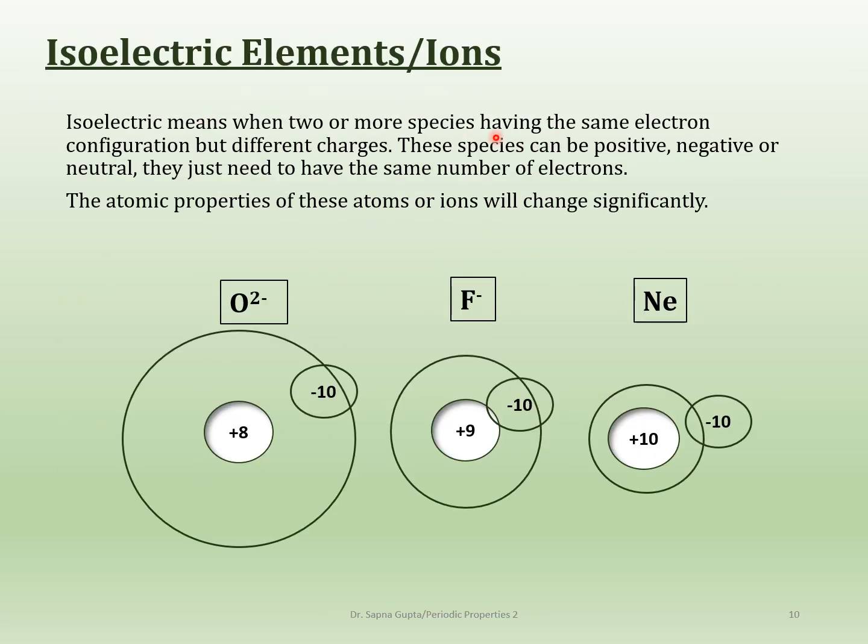So isoelectric elements and ions. Isoelectric means that you have 2 or more elements or ions that have the same number of electrons. That number of electrons can come from giving or taking electrons. For example, oxygen has taken 2 electrons, fluorine has taken 1 electron, and so both of them have the same number of electrons now, which is also what neon has. So these are considered to be isoelectric species.